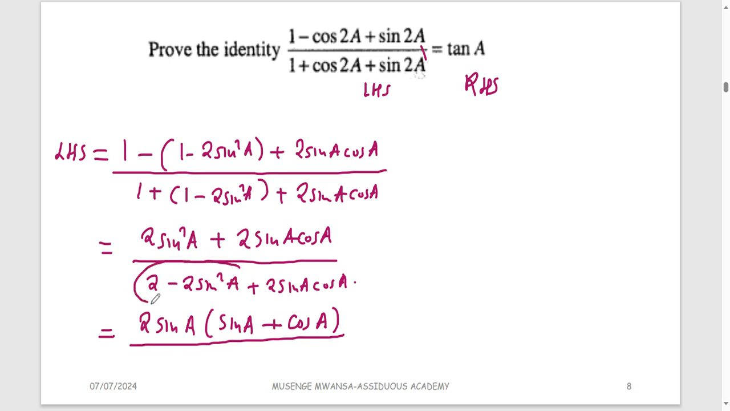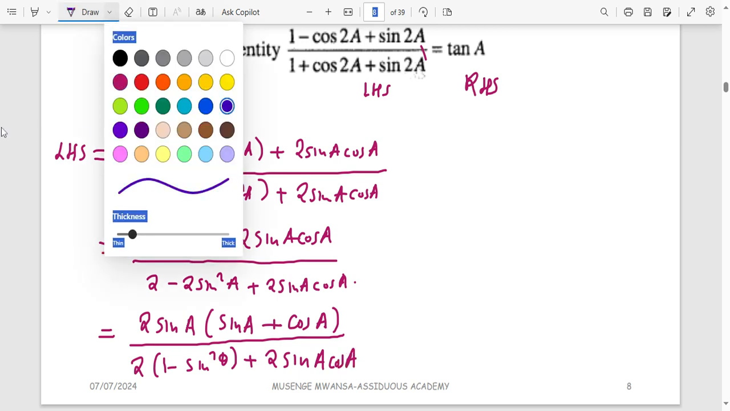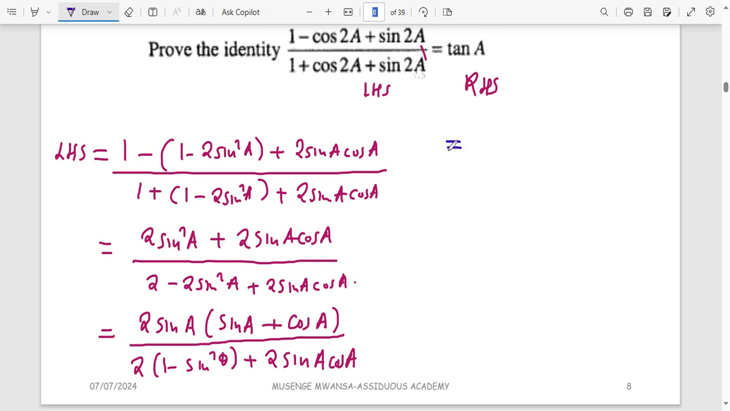I'm going to get these two terms here. I'm going to factorize out 2, because mathematically I know I am factorizing out a 2. I'll remain with 1 minus sin squared theta. Some of you with mathematical eyes, you have seen already why I was factorizing out a 2. And then I'll continue. I'll come this side. I'll write 2 sin A, and then sin A plus cos A.